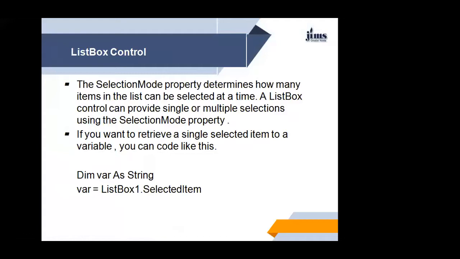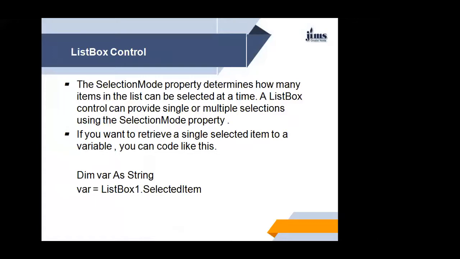The SelectionMode property determines how many items in the list can be selected at a time. A list box control can provide single or multiple selections. Sometimes you can select single or multiple items, depending on the requirement. Using the SelectionMode property, if you want to retrieve a single selected item to a variable, you can code like this.